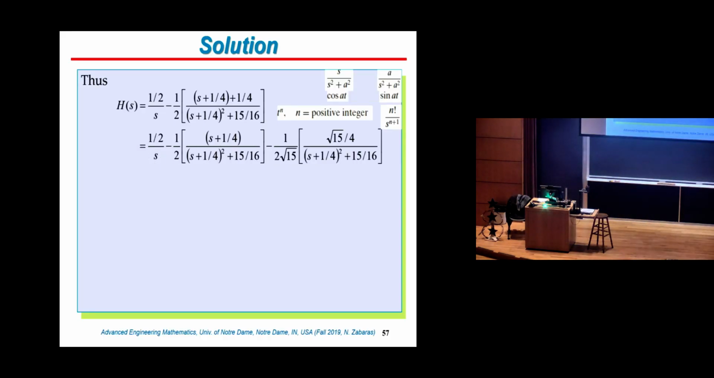But we have a problem here. I don't have s divided by s squared plus alpha squared. I have s plus 1/4. So what do we do? Again, you look at the tables, is there anything like that where I do some shifting? Or you look in the notes on the computer. All right, let me see what you're looking at. Nice. Okay, so tell me, s plus 1/4, what do I do? What's the rule?